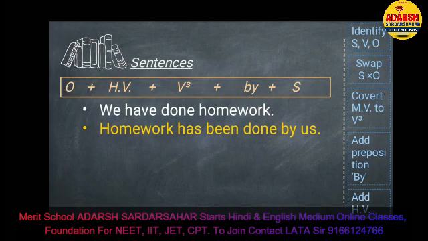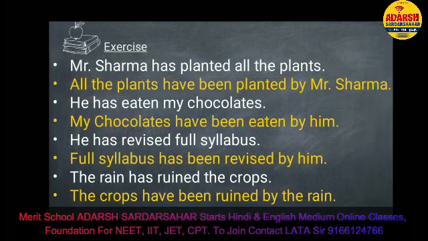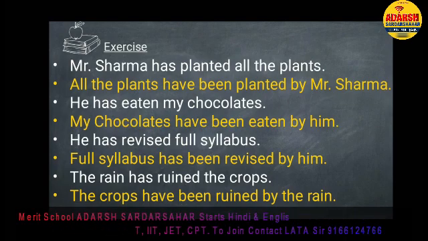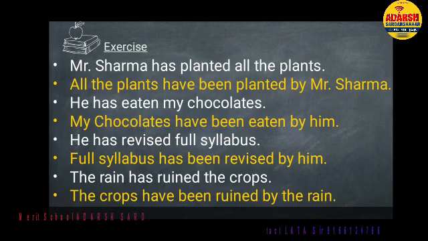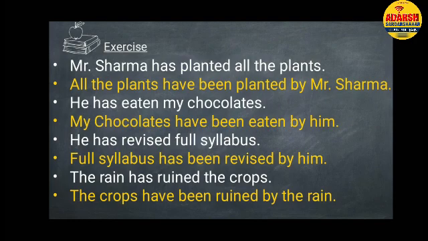Now let's solve an exercise. Let's start it. Here you can see some examples. So let's see it one by one. First one is Mr. Sharma has planted all the plants. In this sentence, Mr. Sharma is our subject. Okay, before going on, let me tell you the process from the beginning, that how to convert any simple active sentence into passive.